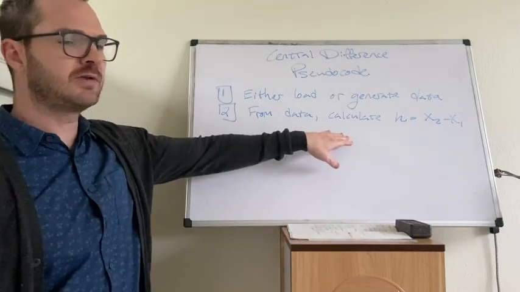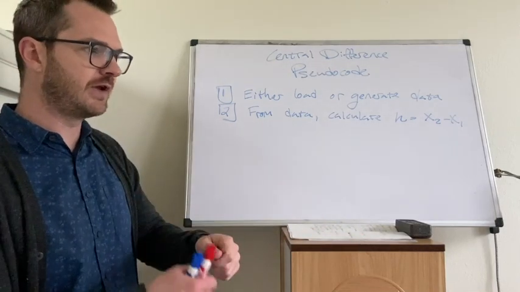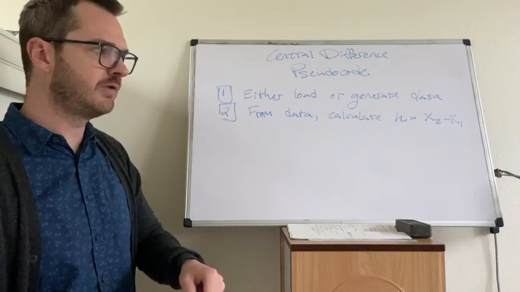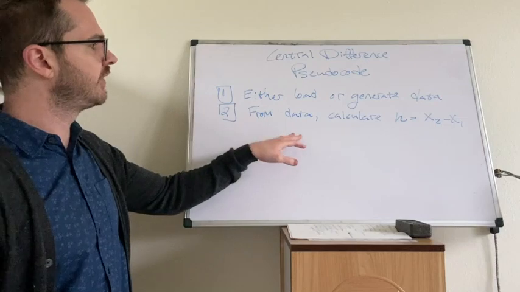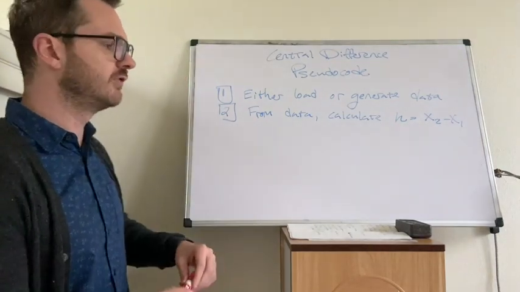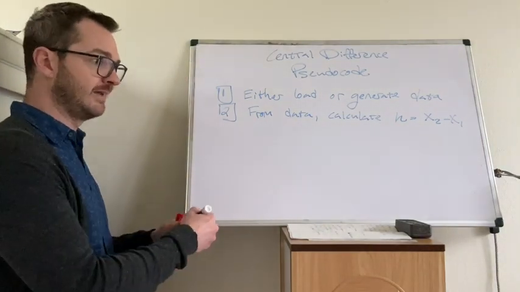You can adjust this approach if you're taking measurements at irregular intervals, but I'm not going to make you do that. So for now, we're just going to say you calculate a single h, and we're going to assume that that is constant for your data set.